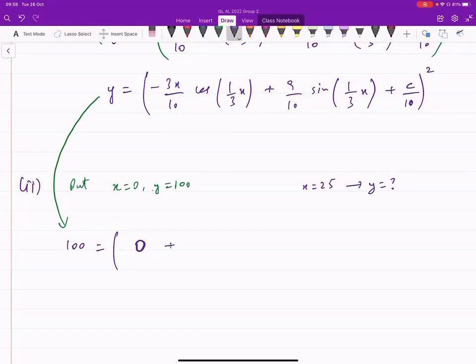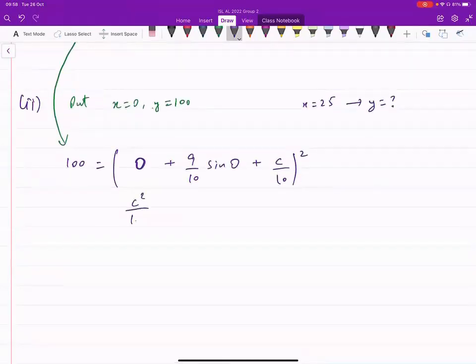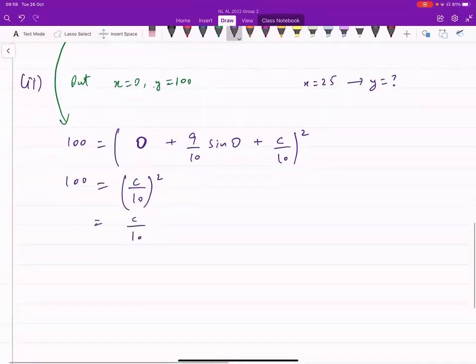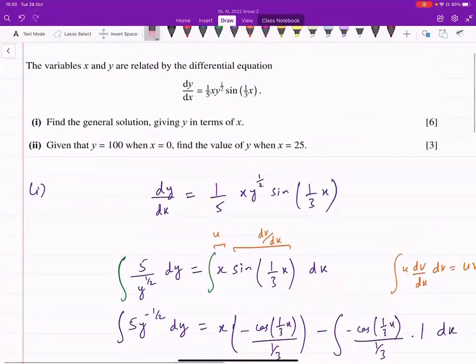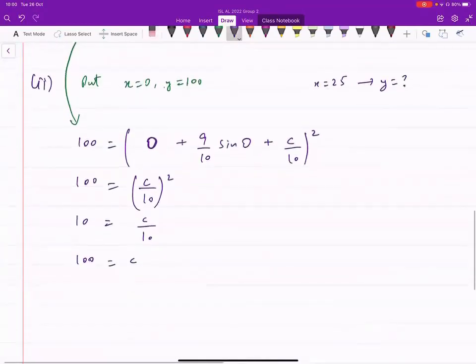Okay, 0 plus 9/10 into sine of 0, which is also 0, plus c/10 का whole square. आपके पास क्या बच गया? c²/100, or you can just say c/10 का whole square equals 100. ठीक है, तो c/10 equals 10 and c equals 100. अब हमें क्या करना है? x की when x is 25 आपको y फाइंड करना है. Let's figure that out.